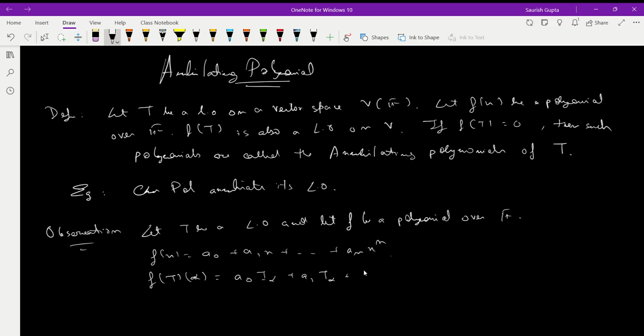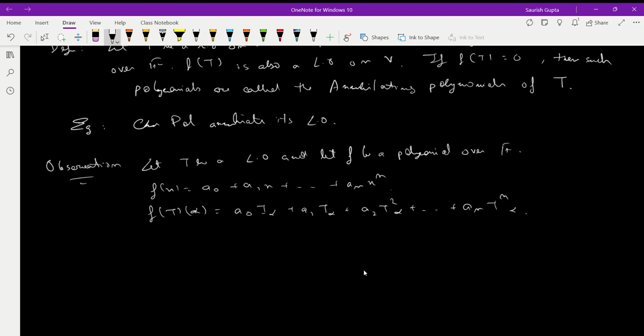So f(T) of alpha, to be precise, because T is a mapping indeed, is of the form a0 I of alpha plus a1 T alpha plus a2 T squared alpha and so on till an T to the power n alpha. Now obviously if T is a linear operator, then f(T) is also a linear operator, and that is what we have used in this definition, that f(T) is also a linear operator on V.